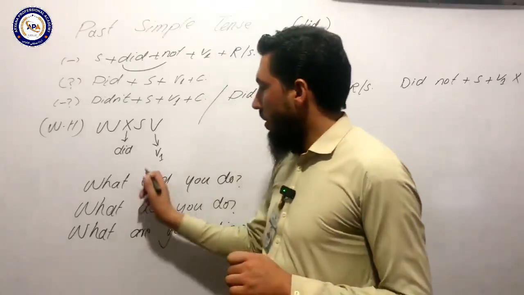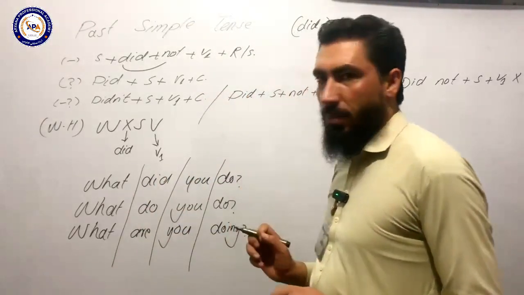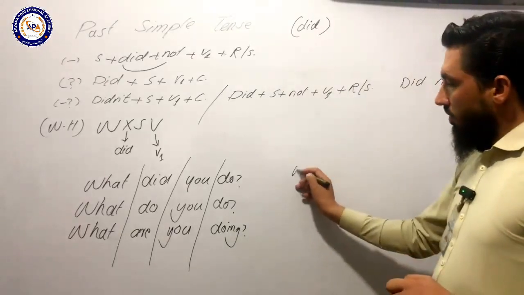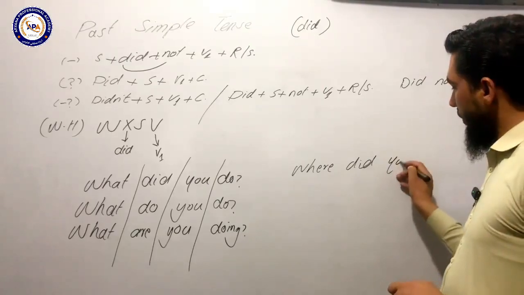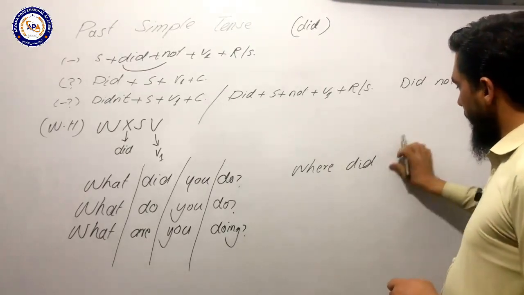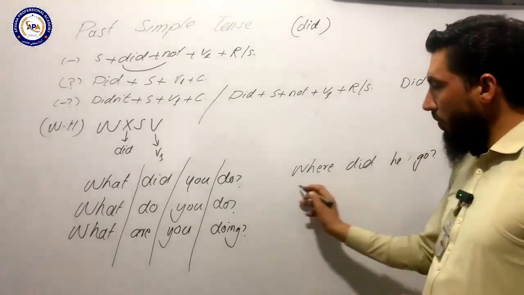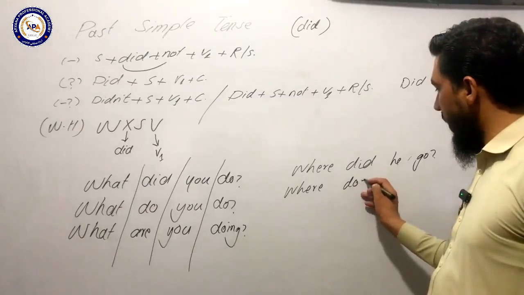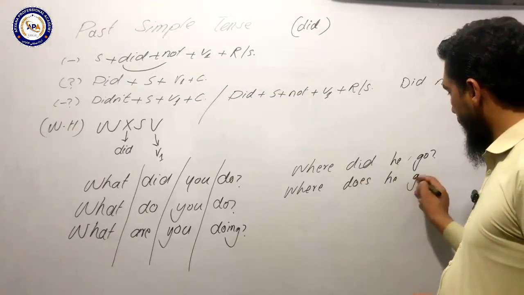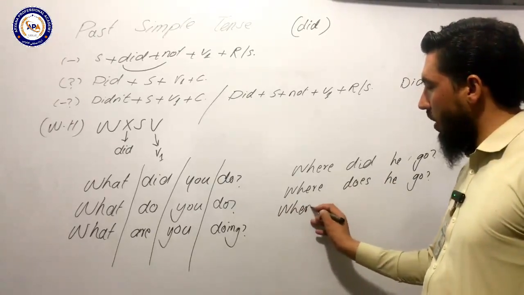The same structure: WH question word at the beginning, auxiliary verb, subject, and verb. Where did he go? Where do you go? Where did he go? Where does he go? And where is he going?